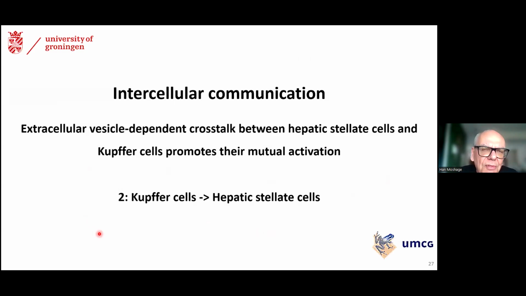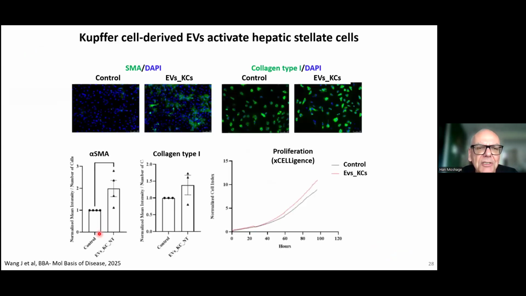Now, this was an example of how hepatic stellate cells activate Kupffer cells. But as I mentioned at the beginning of this part, the communication is bidirectional. So the next thing we did is to reverse the experiments and study the effect of Kupffer cells on hepatic stellate cells.